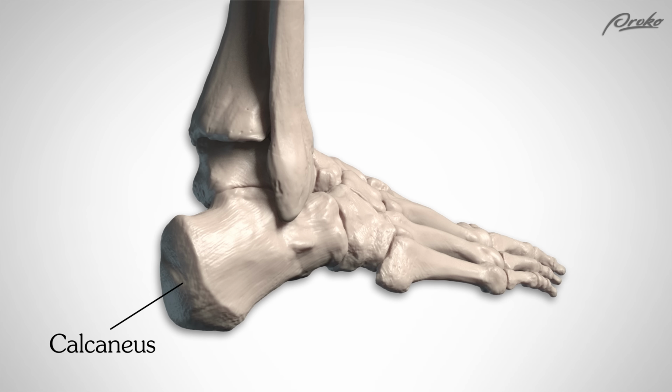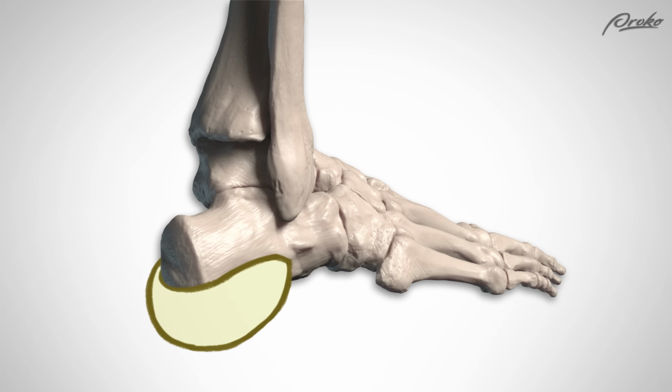The heel bone is a rounded block. The fat pad is underneath and wraps around it like a donut.